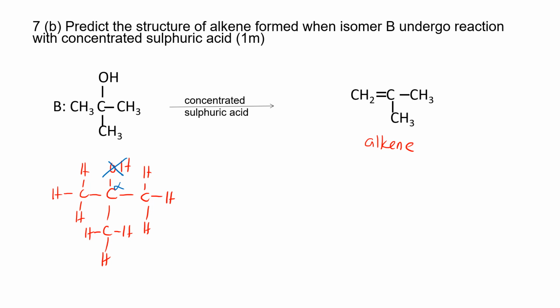Now, how many beta carbons do we have? First one, beta 1, beta 2, and beta 3. Students, you can find that beta 1 is CH3, beta 2 is CH3, beta 3 is also CH3, meaning that if you remove the H at beta 1, beta 2, or beta 3, you will give the same product. So you can choose beta 1, beta 2, or beta 3 to remove the H. Then this part will become the C double bond C. So the answer becomes C double bond C at beta 1 and alpha.